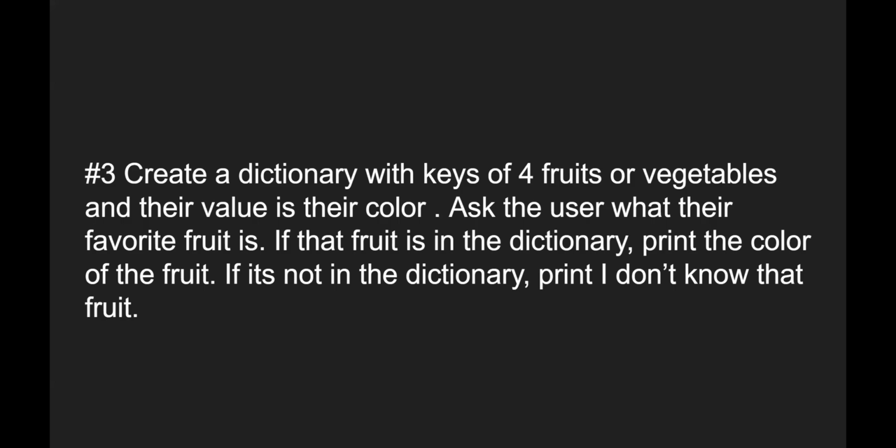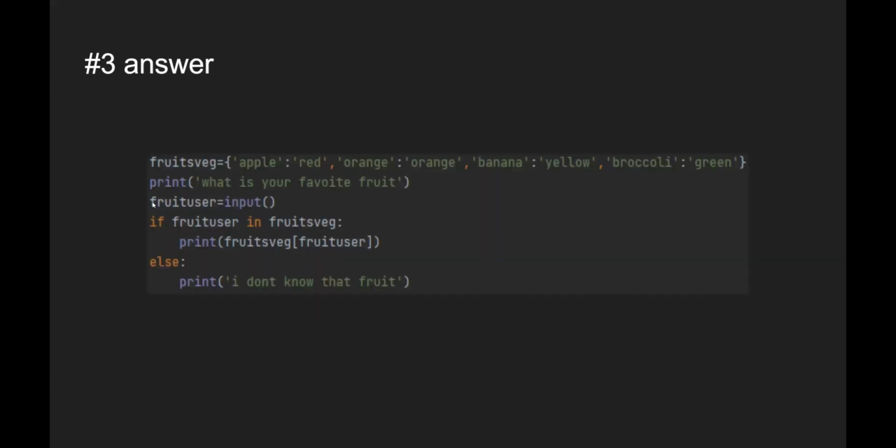Okay, I'll go over the answer now. So I called the dictionary fruits and veg, and then we said apple red, orange is orange, banana is yellow, broccoli is green. So we said print what is your favorite fruit, and then that fruit user equals input. And then if their input is in the dictionary, we'd print that value of their input.